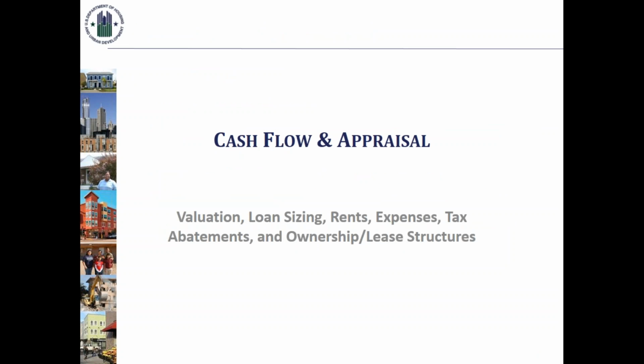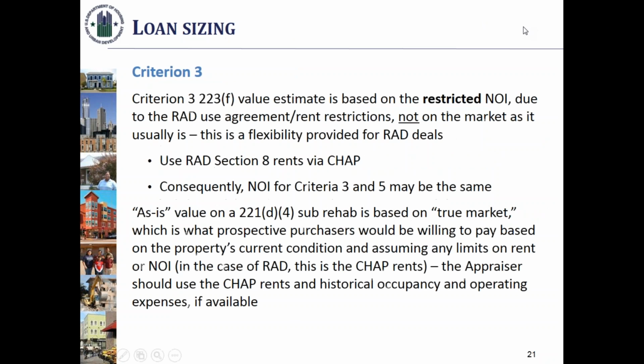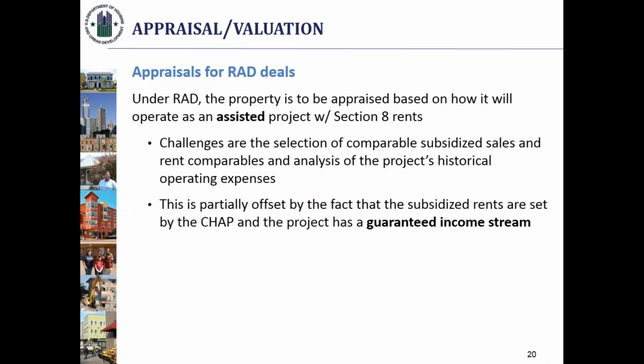Okay, moving on to the category that I'm just going to call cash flow and appraisal. So first, let's talk about appraisals for RAD deals, because this is one of the significant changes. Under RAD, the property is to be appraised based on how it will operate as an assisted project with Section 8 rents. Some of the challenges in appraising RAD deals are the selection of comparable subsidized sales and rent comps, and the analysis of the project's historical operating expenses. But some of this is offset by the fact that the subsidized rents are set in the CHAP that we'll receive, and the project essentially has a guaranteed income stream.